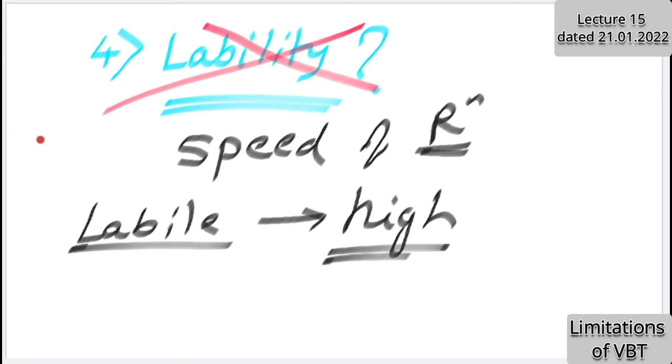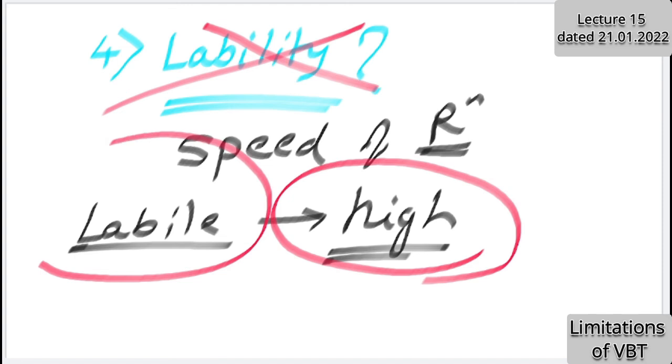Shortly, I tell you: stability is a thermodynamic consideration. Lability is a kinetic consideration, related to the speed of the reaction. When the speed of the reaction remains high, such complexes are labile complexes. About lability, VBT has not thought at all. Comparison is a separate thing. It is a great limitation, or serious limitation, of the valence bond theory.